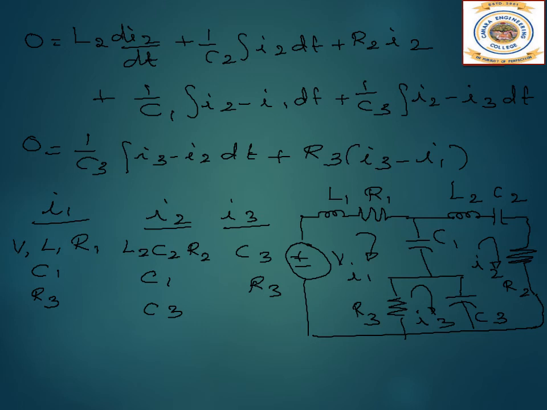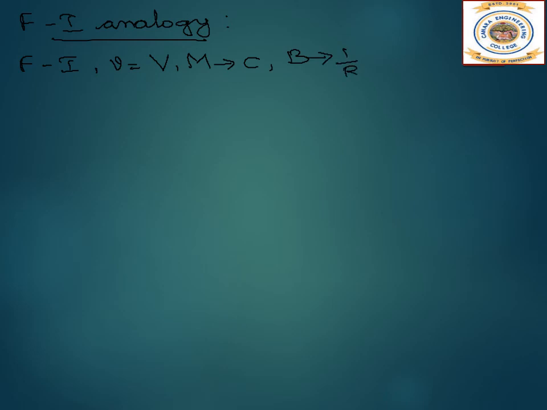Next we also have to write the force current analogous circuit. So we'll start with that. So let us continue with the force current analogy. The equations will remain the same, only the analogy will change. So that we will write and we will substitute in the equations 1, 2 and 3. Force is analogous to current, velocity is analogous to voltage, and M is analogous to C, B is analogous to 1 by R, and K is analogous to 1 by L. So these elements you should remember.